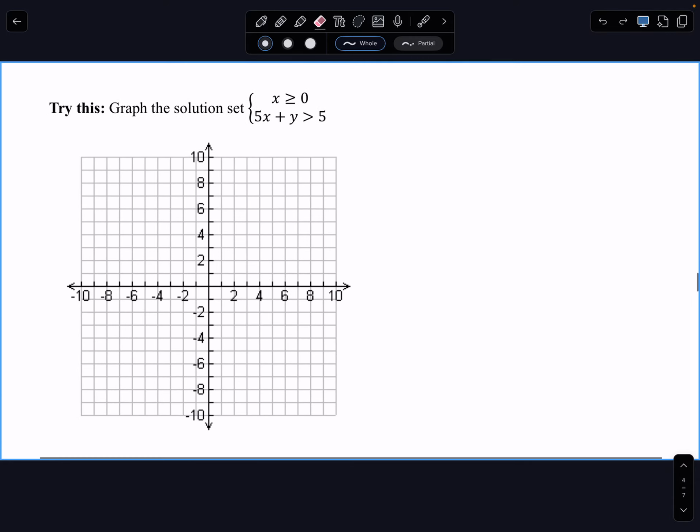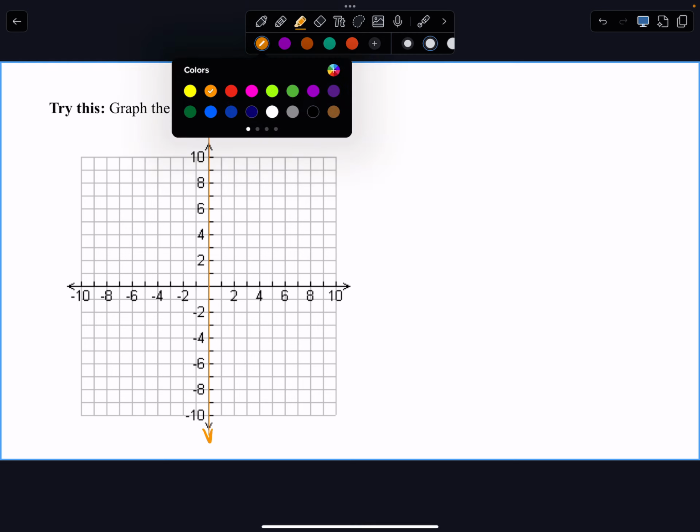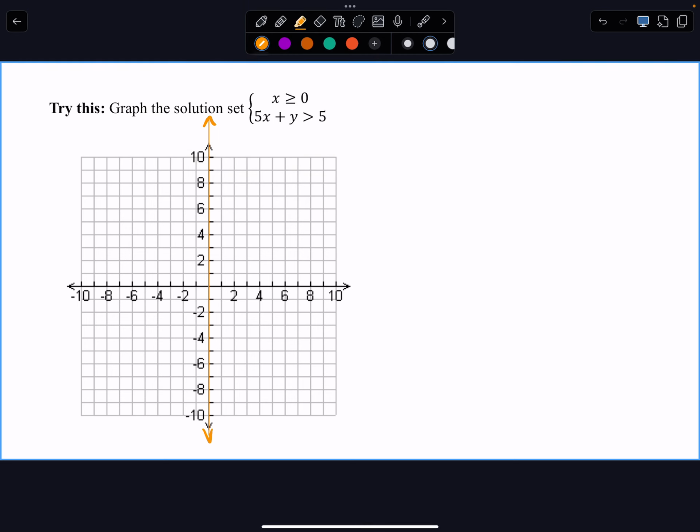Now, this one, that first inequality, the boundary line would be the y-axis, or vertical. Right, it would be vertical. It's straight in the middle. Yeah, the x corresponds to the y-axis, and then you would be shading to the right. Thinking like number line, where would x values be greater than 0?